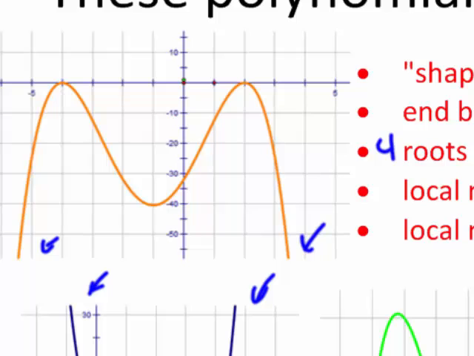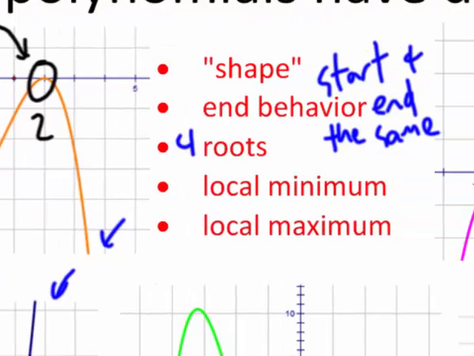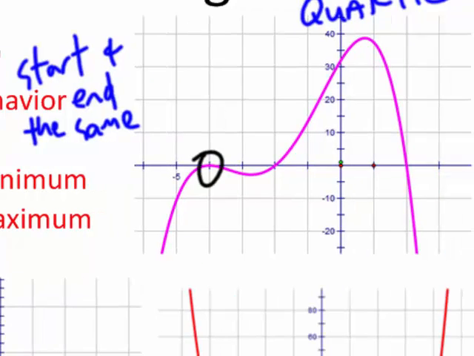This orange one, if we notice it has a bounce, so that's going to be a double root, which we'll talk about in just a second, and another bounce. So that's another double root. So 2 roots here, 2 roots here, for a total of 4 roots. Same thing with this purple one. We got a bounce, that's a double root, so 2 there, 1 here, 1 here, 4 total.